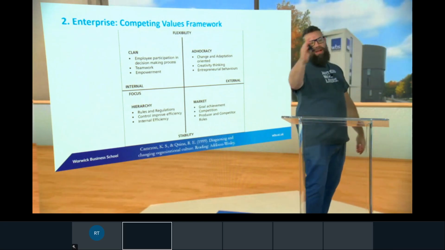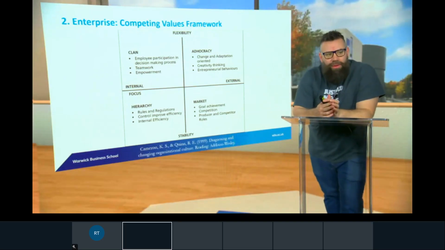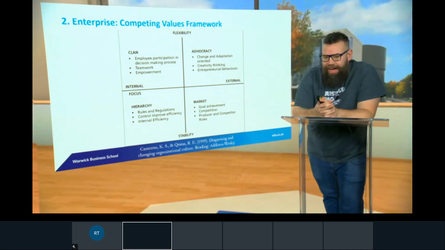We can contrast that with bottom right, a market orientation. Here we again have an external focus, but we favor stability over flexibility. A great example is Amazon, where they have much more control and everything is mapped out, everything is planned, but still that strong customer focus.